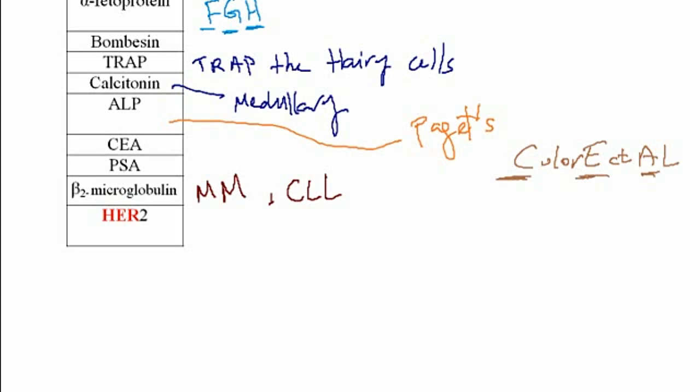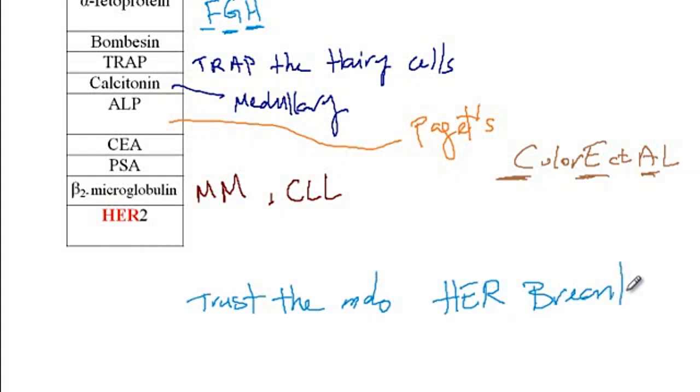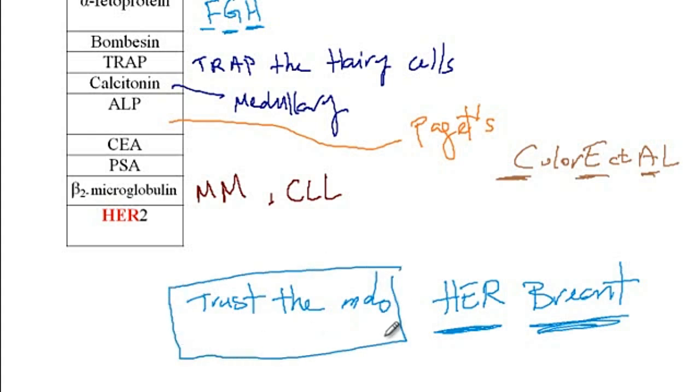And then finally we have the HER2. So what kind of cancer is associated with HER2 mutation? So remember, trust the mob and show her breasts. So HER2 mutations are associated with breast cancer, and the type of treatment that you used is trastuzumab. And so that concludes our discussion of this topic.